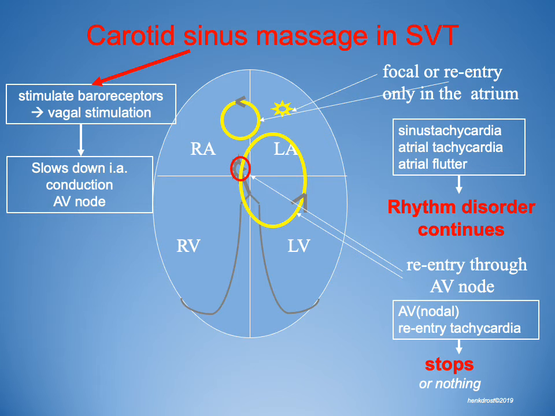When the re-entry goes through the AV node, sometimes when we are successful with carotid sinus massage, the tachycardia stops abruptly. It is not always successful.